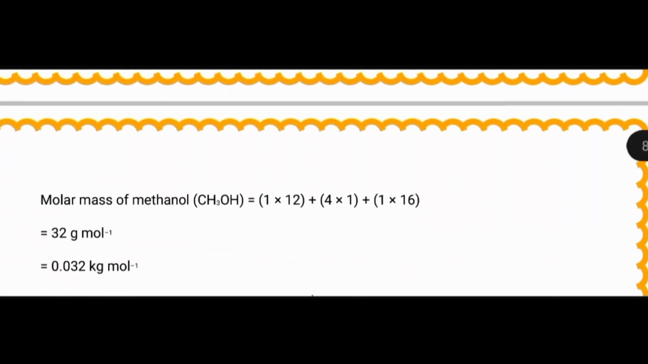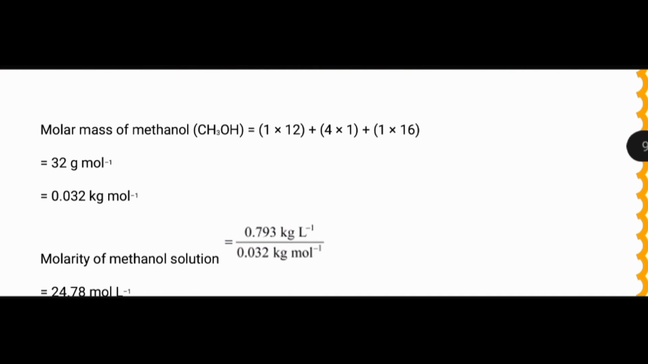Now for solving this, firstly we have to calculate the molar mass, because in case of molarity you have to know the molar mass of methanol. Now what is the formula of methanol? CH3OH. So carbon mass plus 4 hydrogen mass plus oxygen mass. Carbon mass 12, hydrogen 1 into 4 plus oxygen 16.